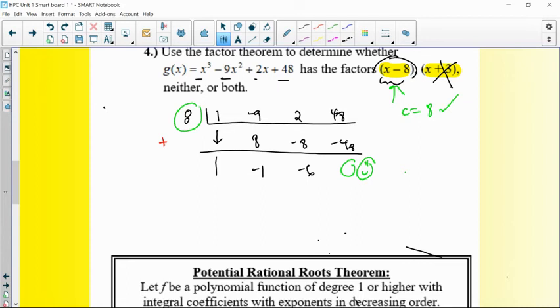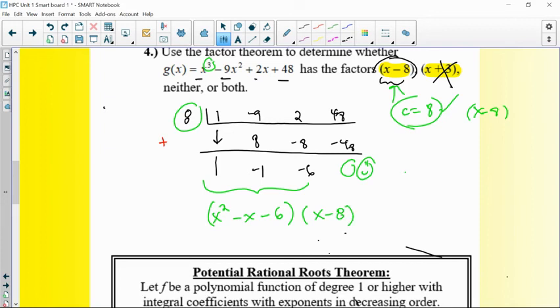Yes, that gives you a remainder of 0. So that means x minus 8 is in fact a factor. Okay, now how do you read what's left over? Well, this means that now that I was a cube, now I'm 1 degree less. This tells me I have 1x squared minus x minus 6. And then remember, because I knew this was a 0, that I would have had an x minus 8 as a factor. So that's what I've got as a result if I would have done long division.